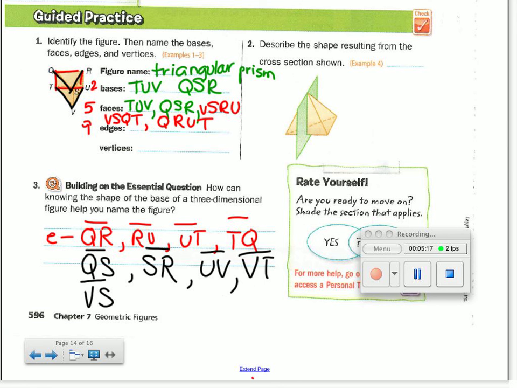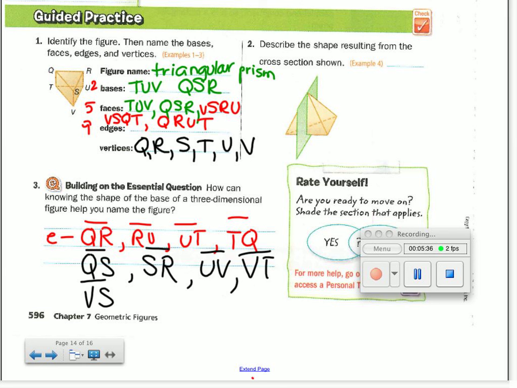And then vertices. Somebody in the last class just said to write down every letter that's up there. They're correct. Write them all out. So Q, R, S, T, U, V. Did I get them all? Q, R, S, T, U, V.